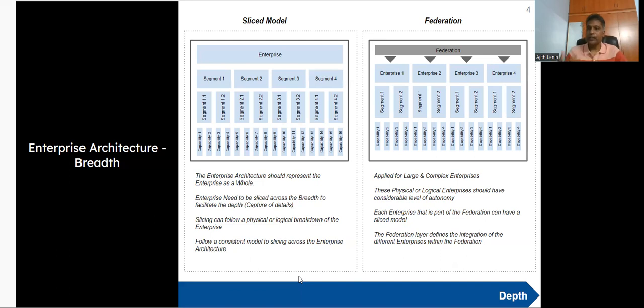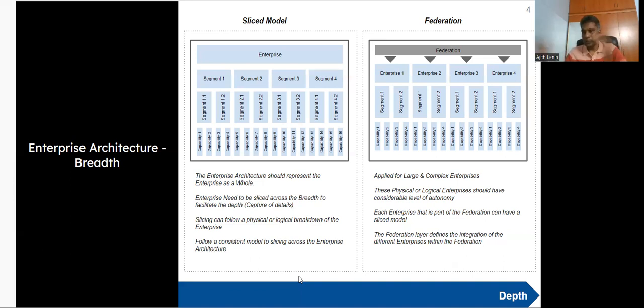The second model in which we can break down the enterprise is the federation model. This is primarily applicable for large enterprises where each of the sub-segments is autonomous, meaning they exist independently and can function independently with a good amount of autonomy, so there's not much dependency.